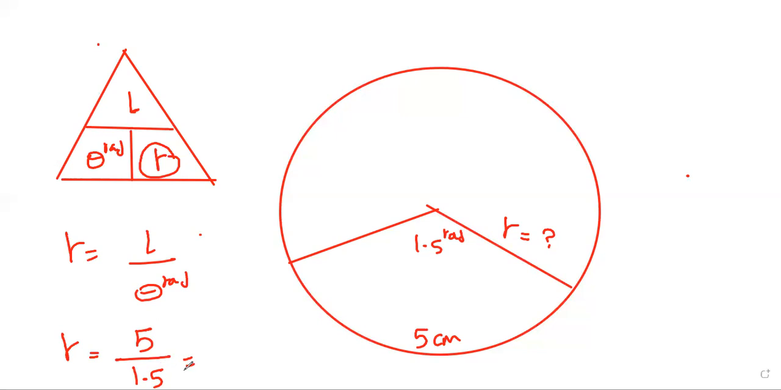So 5 divided by 1.5 equals what? 3.3? 3.3 only? Don't use the calculator. It's 50 over 15, which is 10 over 3. So it's 3 1/3 centimeters. Okay. Mariam, did you get it? Yes.